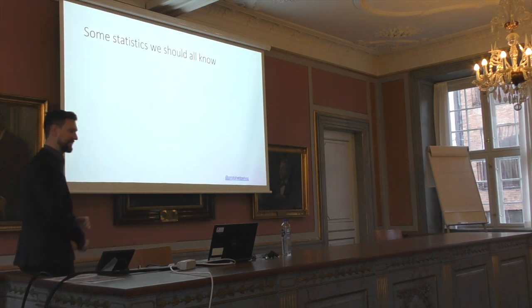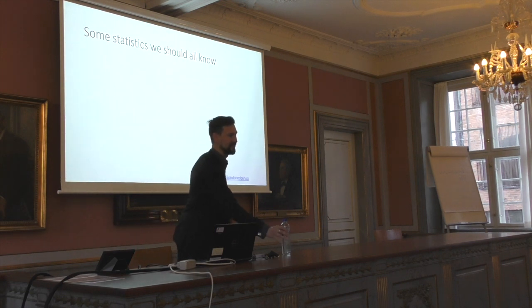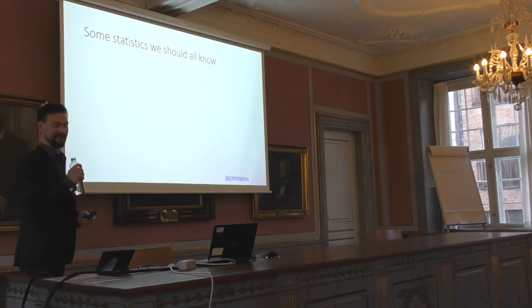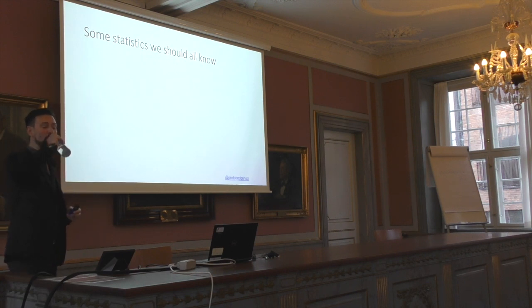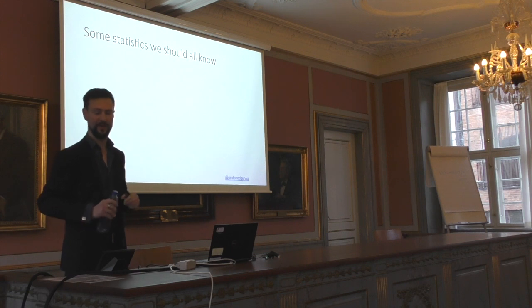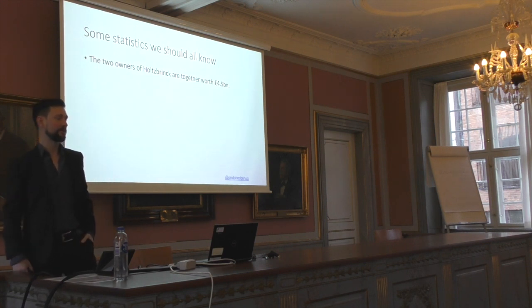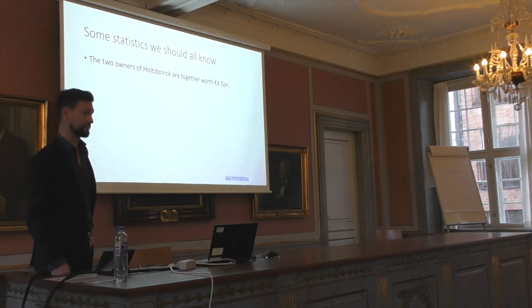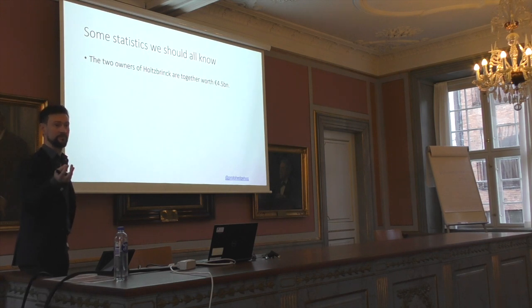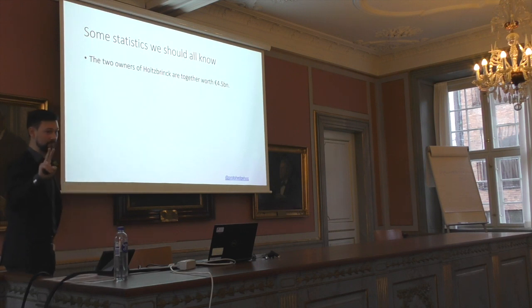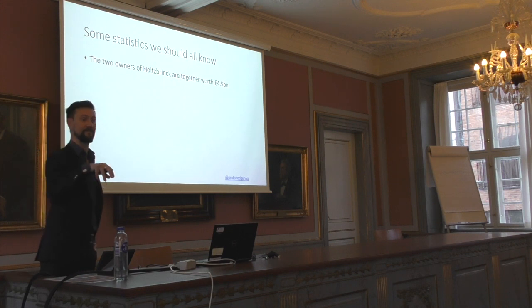Now, I tested this slide on someone the other day just to see if I could have a few provocative statistics that I believe we should all know. When I tested it on someone, she said that it made her feel sick after understanding these things. These are all the things that get me out of bed in the morning, if you will. So, Holzbrink is the German conglomerate that owns Springer Nature, one of the largest publishers in this space. The two people, the Van Holzbrinks, who own Springer Nature, are together worth 4.5 billion euros for two people. That is more than the entire UK invests in research annually. Two people own that much.